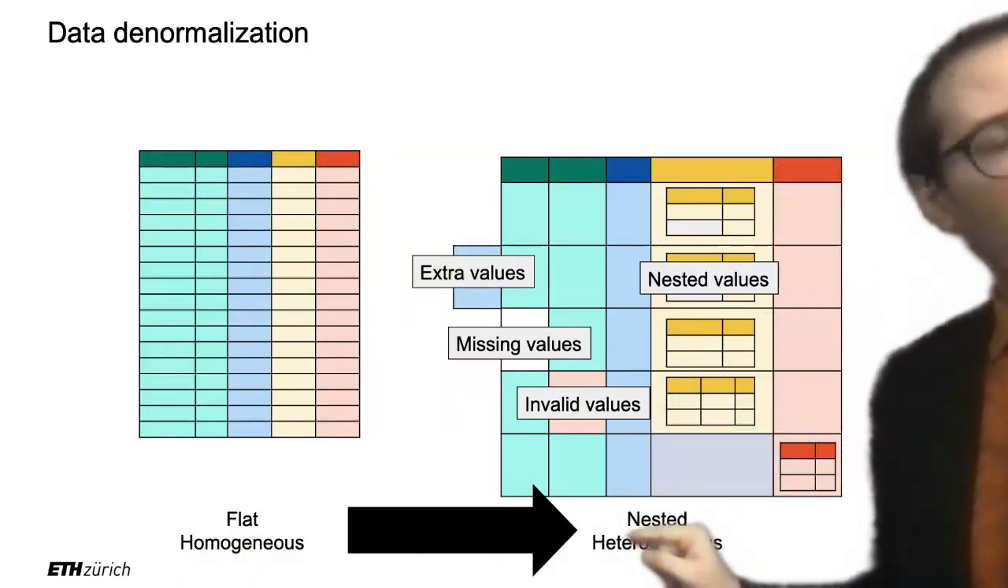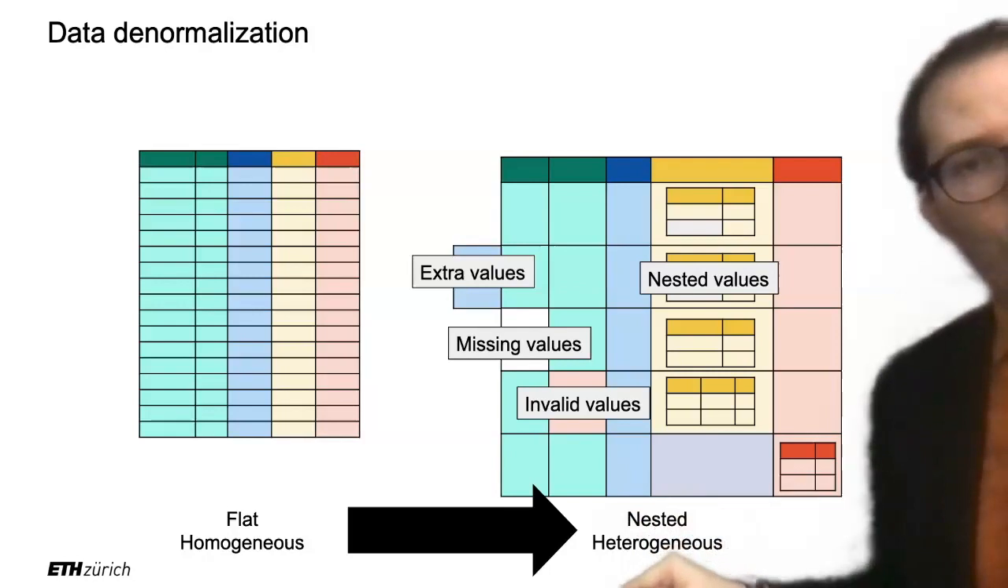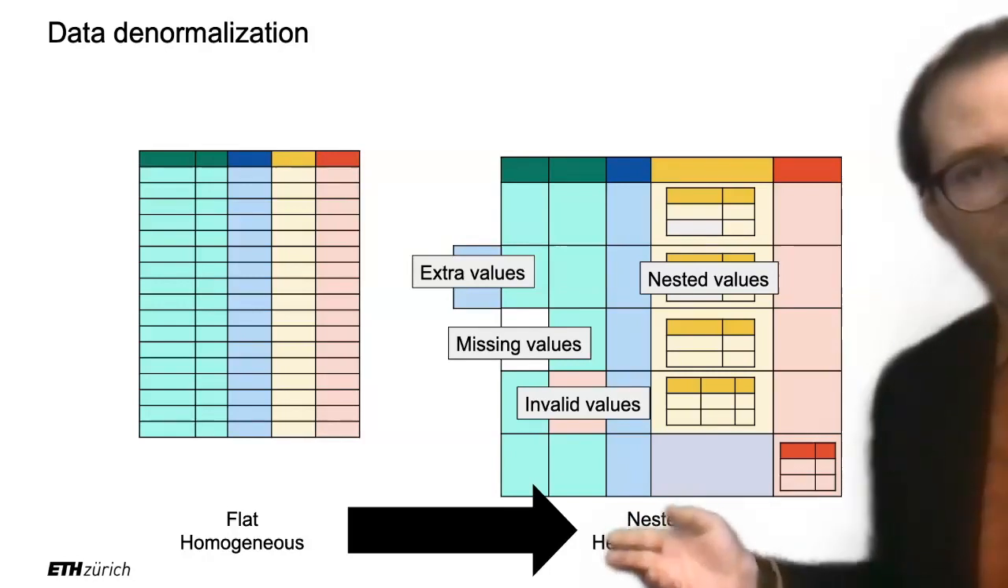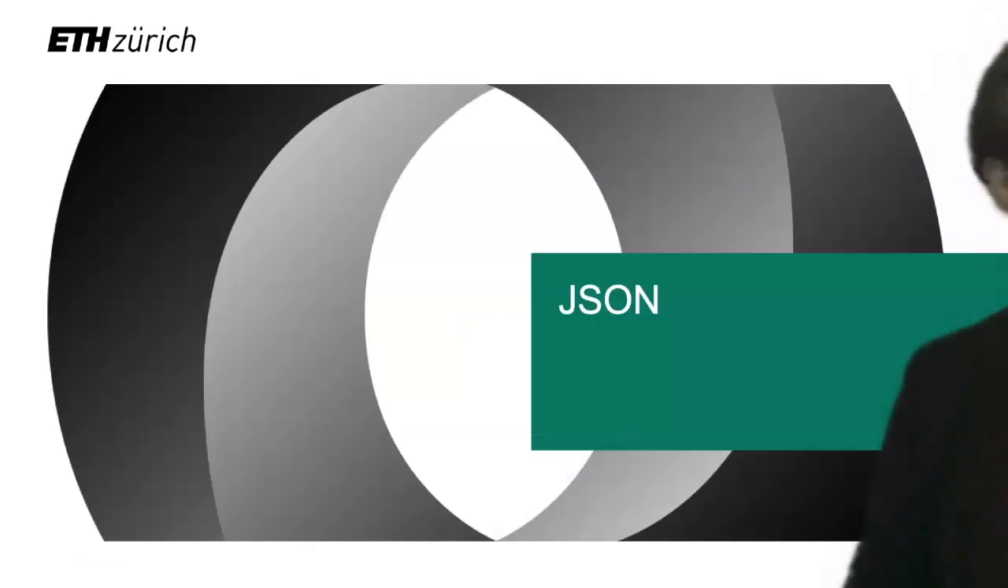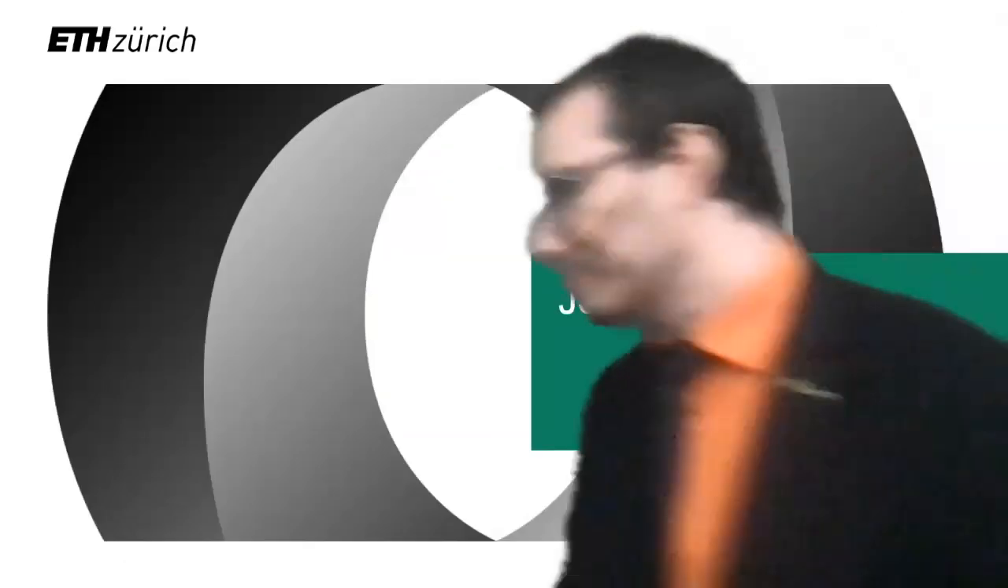We will see that these two are orthogonal, right? You can have nested homogeneous that exists as well, and you can have flat and homogeneous and heterogeneous as well. All right, so let's dive into JSON.